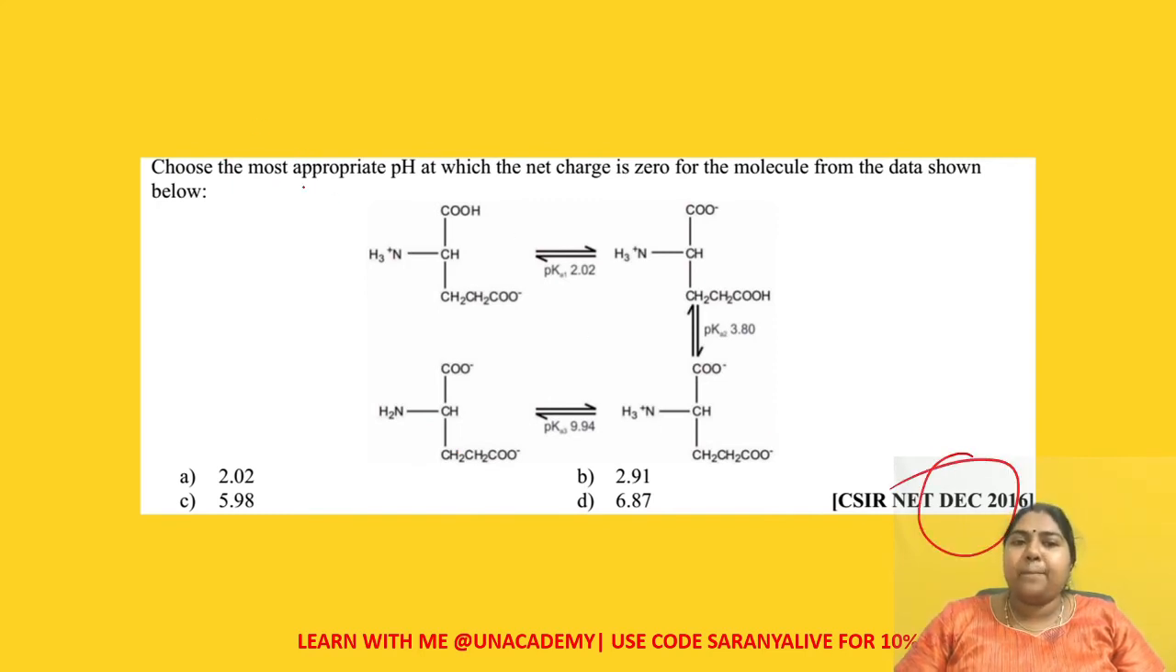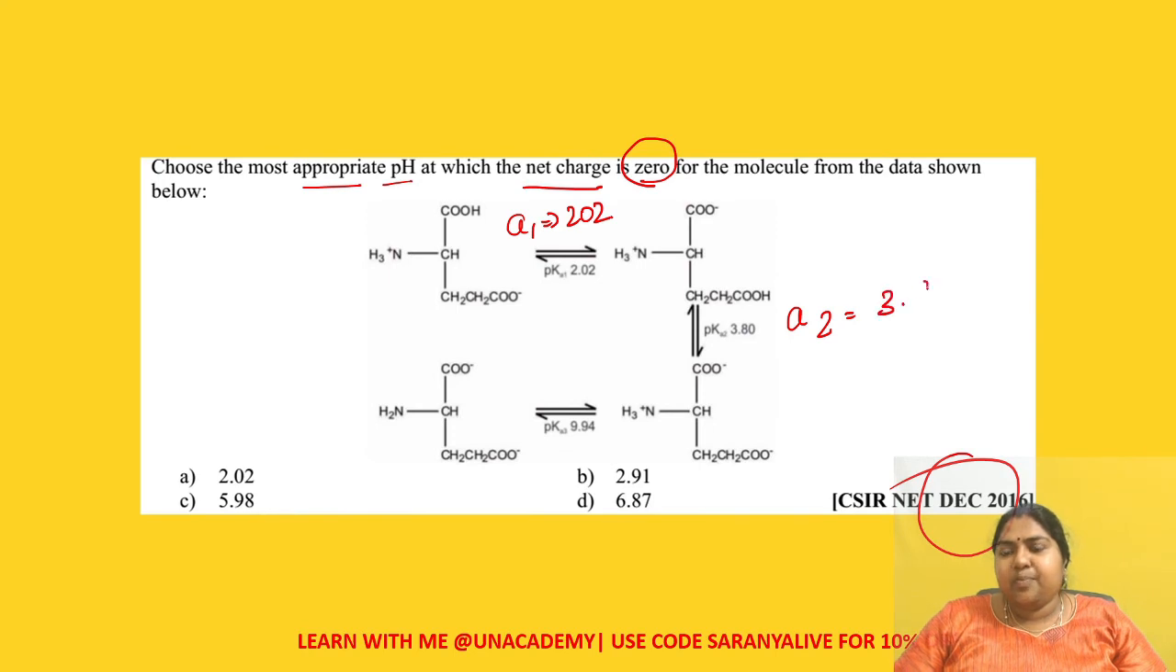The most appropriate pH at which the net charge is becoming 0. Okay, right. So see here. So this is going to be the pKa 1. So what is the pKa 1? 2.02. Right. So this pKa 2 they have given us 3.8. Okay, right. Fine. And this pKa 3, it is going to be 9.94. Now who is the odd man out? This is 2.02. This is 3.8. This is 9.94. So 9.94, it is going to be the odd man out.